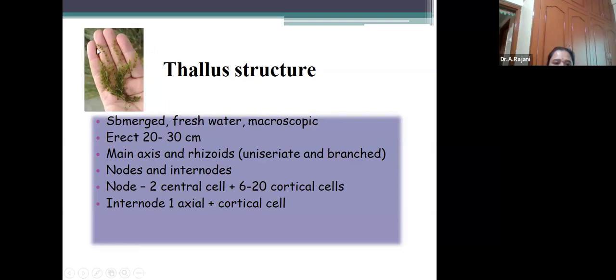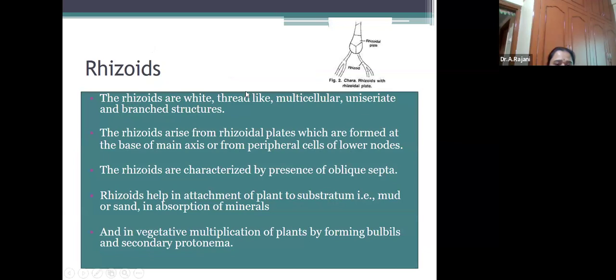Each main axis has branches. The branches and main axis contain nodes and internodes. Each node has 2 central cells and 6 to 20 cortical cells. The other part is attached to the substratum by the rhizoids. The rhizoids are always whitish in color, multicellular, branched, and borne on the lower node part. See how they are born: the lower node part of the main axis produces the rhizoids.